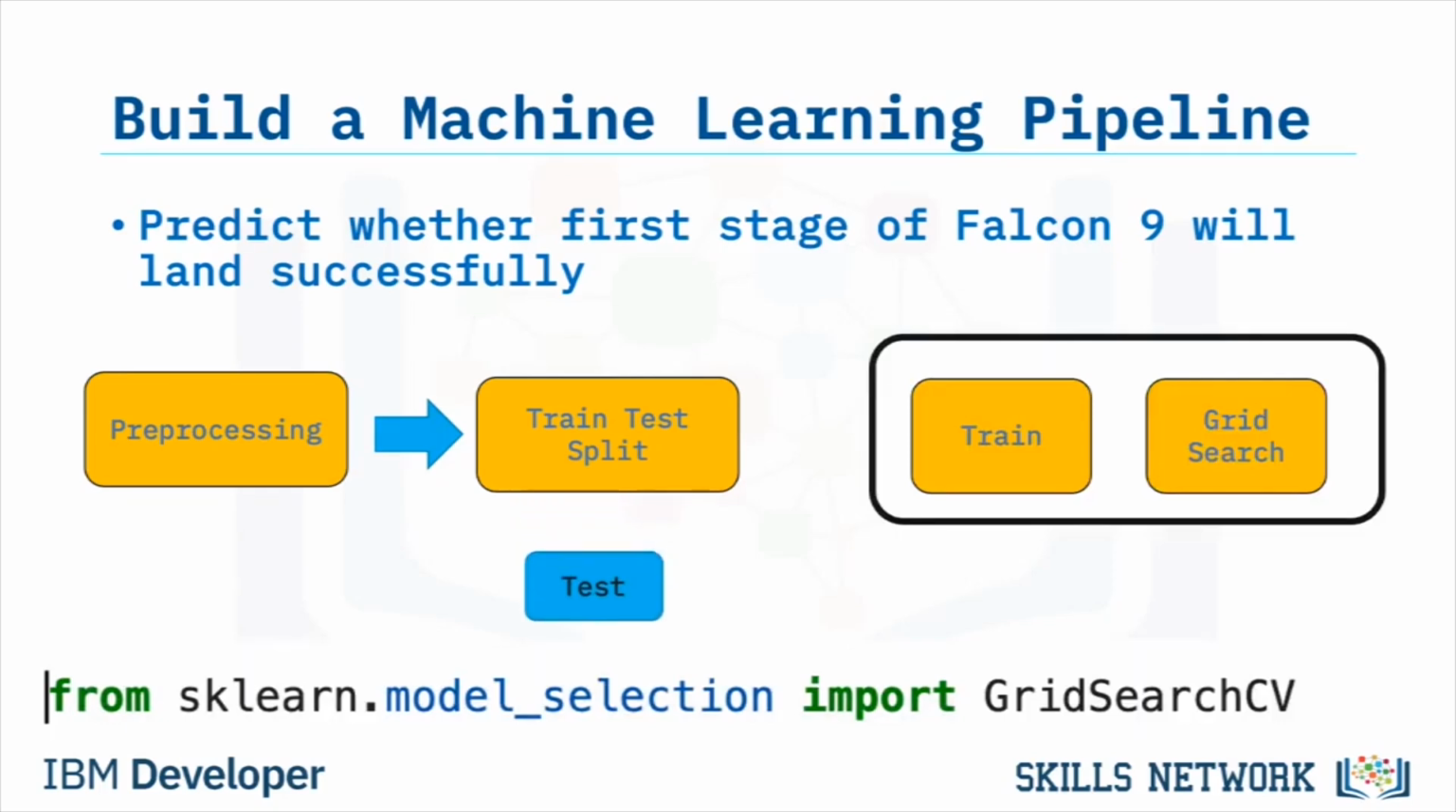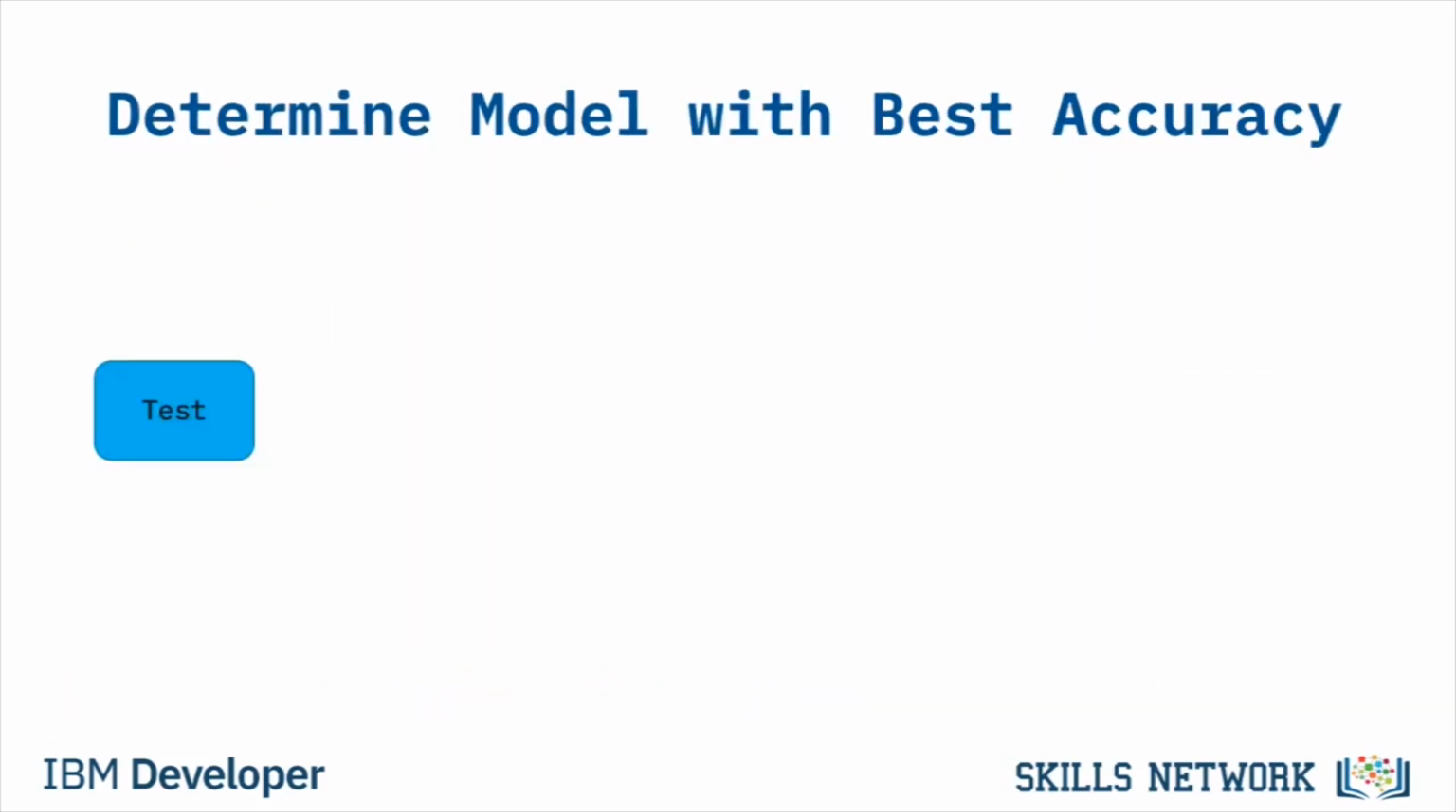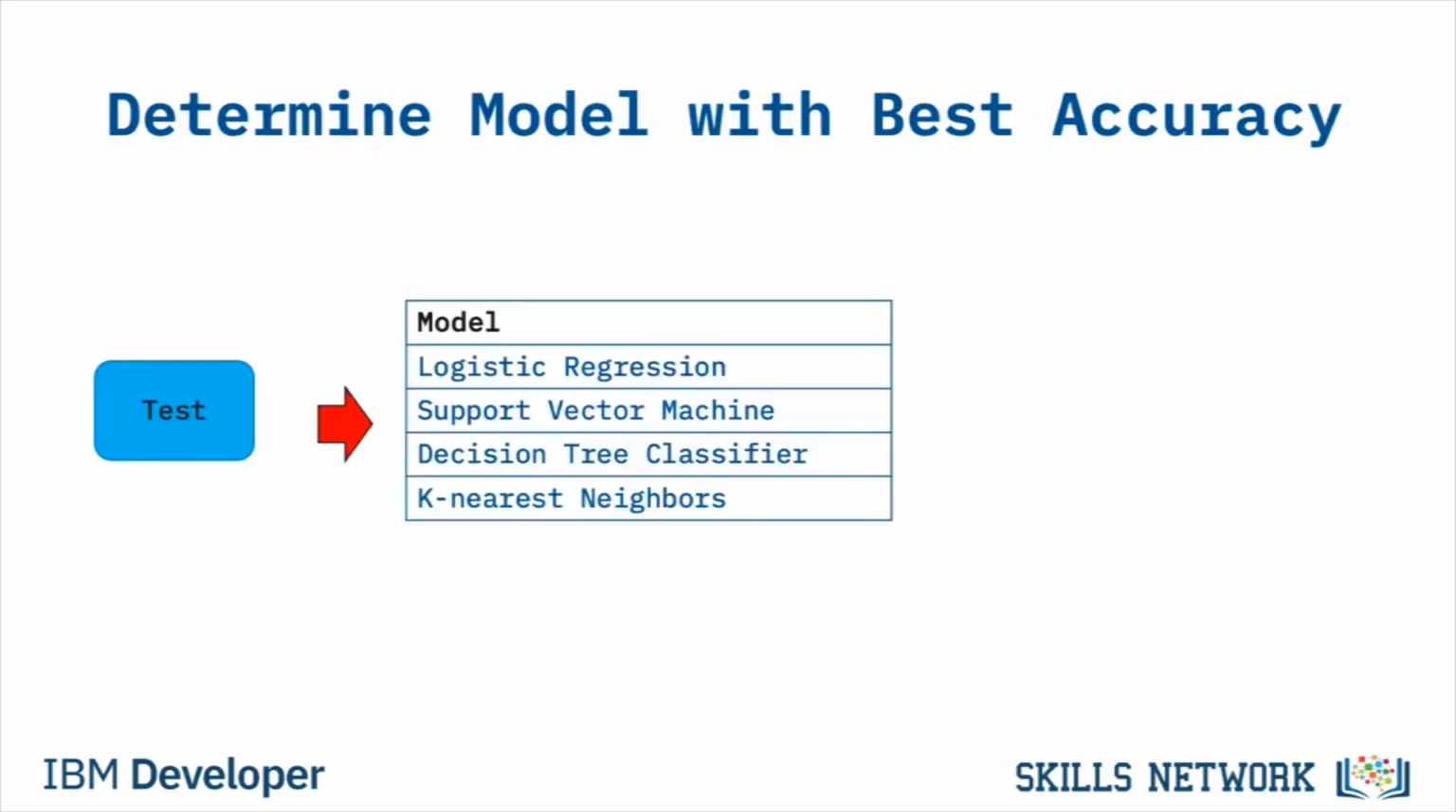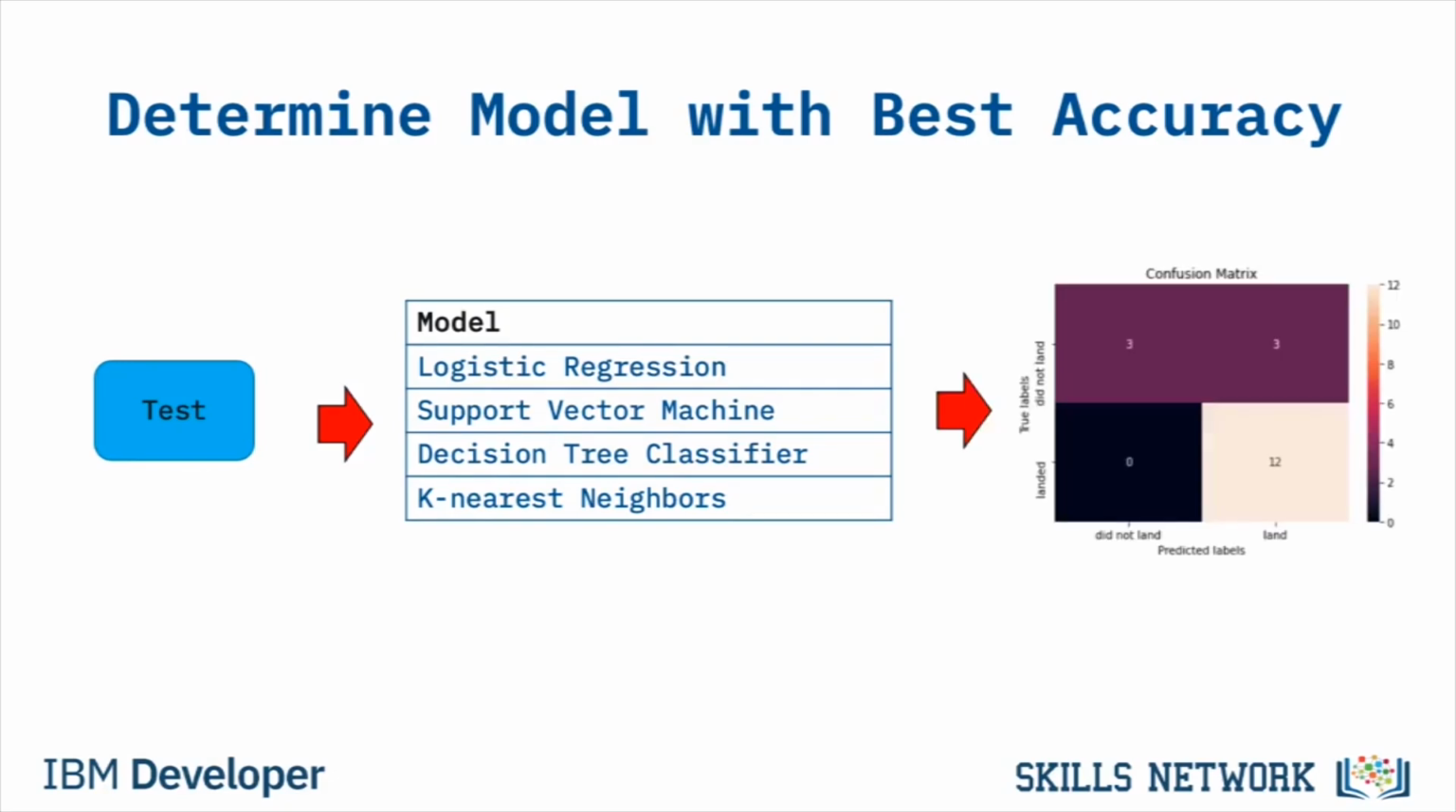We will train the model and perform grid search, allowing us to find the hyperparameters that allow a given algorithm to perform best. And using the best hyperparameter values, we will determine the model with the best accuracy using the test data. You will test logistic regression, support vector machines, decision tree classifier, and k-nearest neighbors. And finally, we will output the confusion matrix.